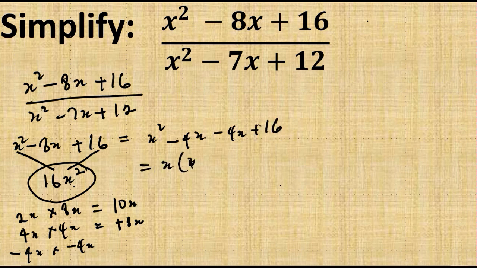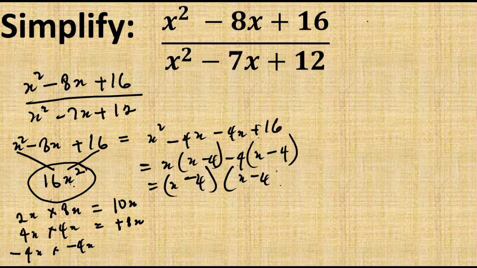This will be x minus 4, picking the first two items. And here again, I'll be picking minus 4, because I have plus 16 here and I have minus outside. This automatically becomes minus 4. So that this is x minus 4 into x minus 4. So I can conveniently replace this with x minus 4 into x minus 4.